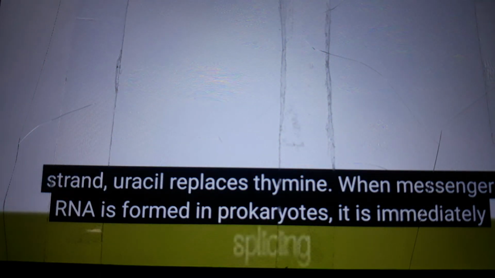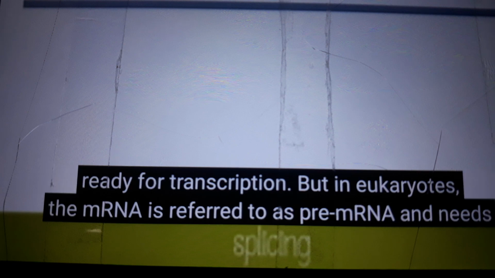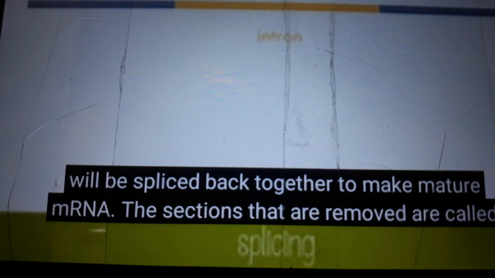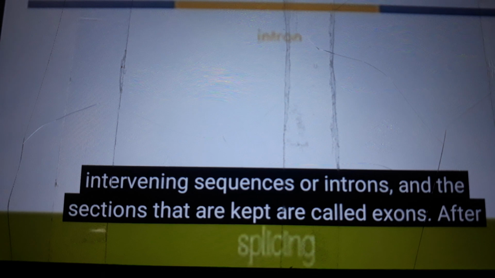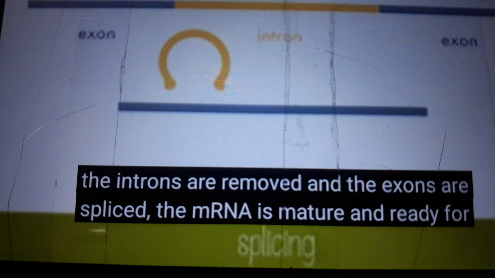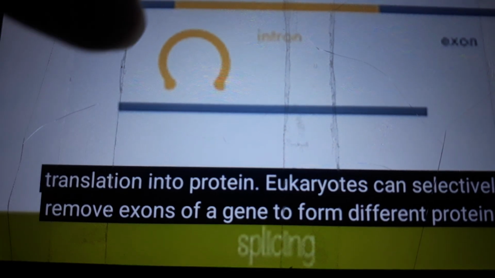When messenger RNA is formed in prokaryotes, it's immediately ready for translation. But in eukaryotes, the mRNA is referred to as pre-mRNA and needs to be processed to become mRNA. The sections that are removed are called intervening sequences, or introns, and the sections that are kept are called exons. After the introns are removed and the exons are spliced, the mRNA is mature and ready for translation into a protein.